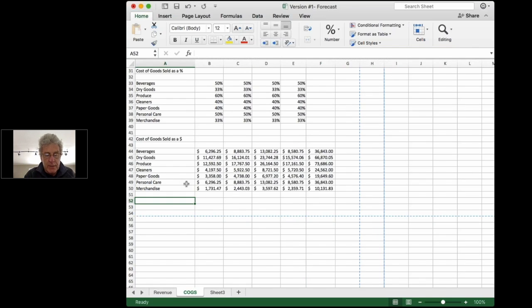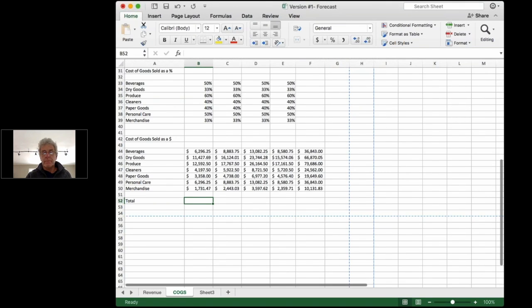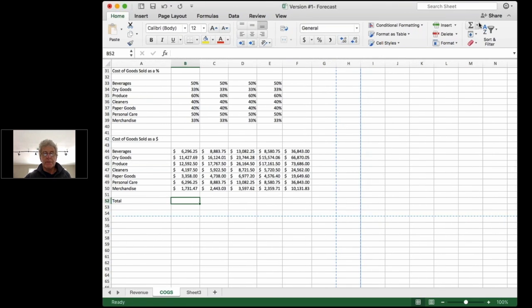So let's go in and put in here our total for our cost of goods sold. We're going to do that. And once again, we're going to add these up. And we've got that available right here. And we've got it. And this is where I was talking about before, where we have the sigma sign, enter. So now we have our total cost of goods sold for not only each of the categories, but also for each of the quarters and also for the first year.